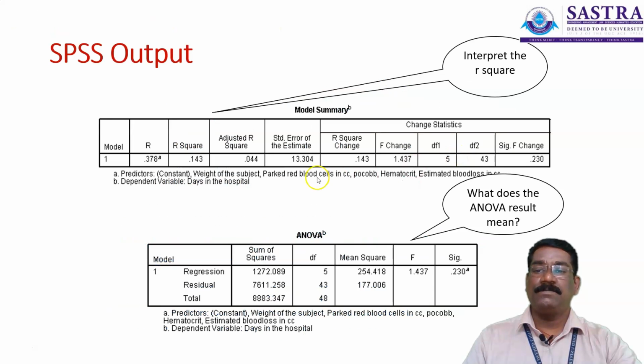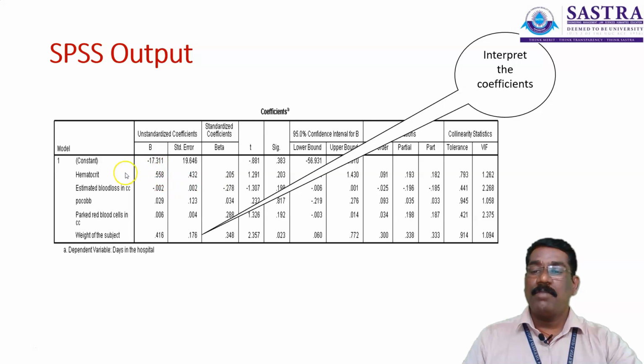Next is the SPSS output. I already showed you the first table, the second table, and if you have multiple variables like this, you go to the significance table, and you can see that only this particular variable is significant. Here, the dependent variable is days in the hospital. In our discussion of the hospital case, the weight of the subject is very, very important, and this is very significant when you go for the treatment of the patient. So the weight of the subject is significant.